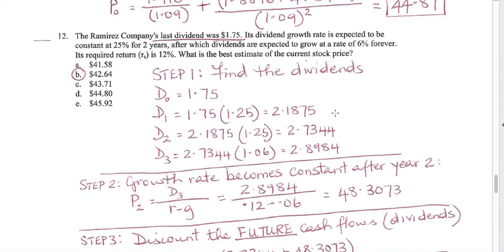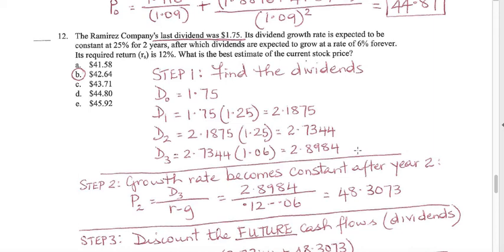2.1875. Then for your dividend in year 2, 2.1875 again times 1.25, and that is equal to 2.7344. After year 2, it becomes a constant 6%. So your dividend in year 3 is 2.7344 times 1.06, and that is equal to 2.8984.